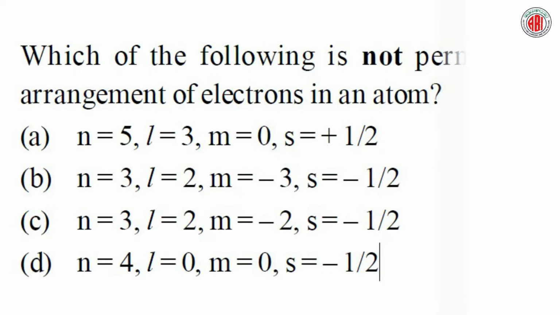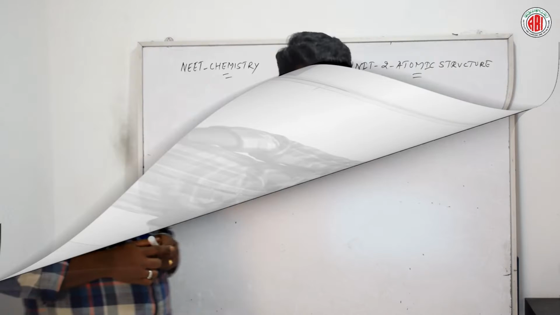Look at this question, guys. Which of the following is not a permissible arrangement of electrons in an atom? Here are four different sequences given with different values of principal quantum number, azimuthal quantum number, magnetic quantum number and the spin quantum number. Let us see how to solve this problem.